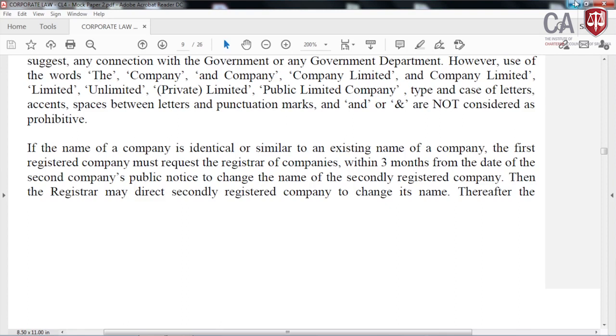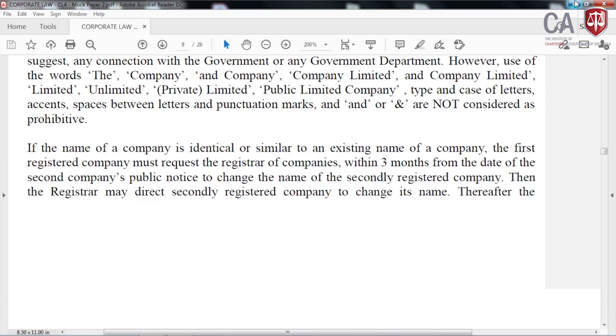Now, if the name of a company is identical or similar to an existing name of a company, like in the case that this question poses, the first registered company must request the registrar of companies within 3 months, the timeline is 3 months, from the date of the second company's public notice, to change the name of the secondly registered company.